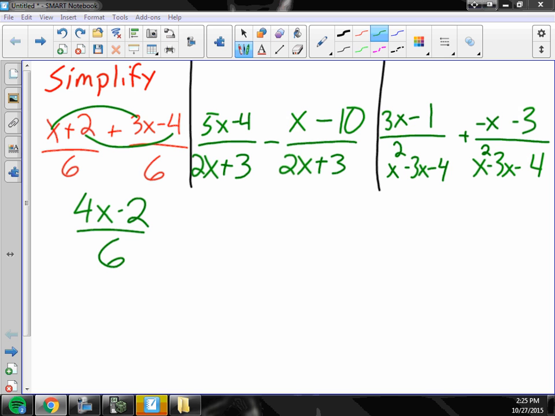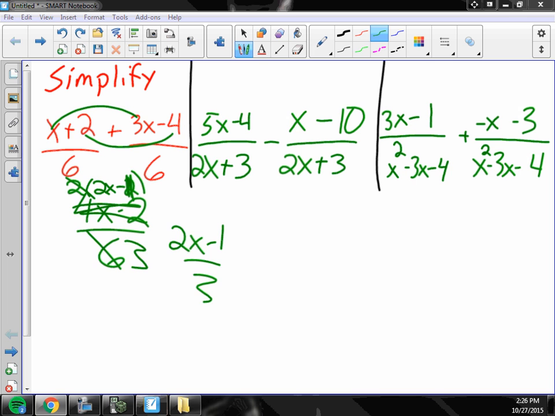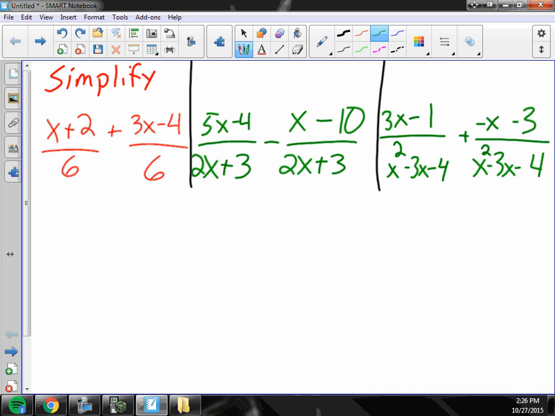Am I done? No, because I can pull a 2 out of the top. So 2 times 2x minus 2. And that 2 turns the 6 into a 3. Oh, minus 1, sorry. So it's 2x minus 1 over 3. Okay? All right, on to the next one.